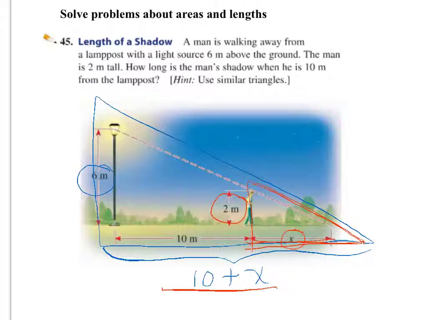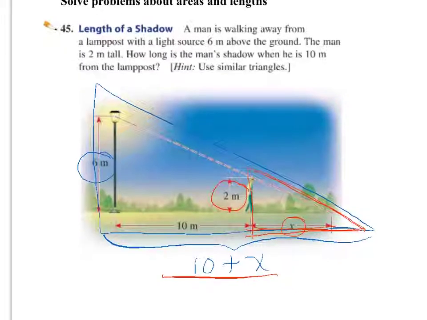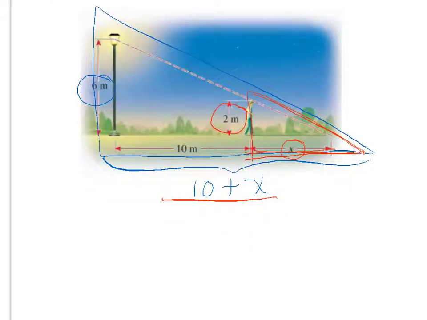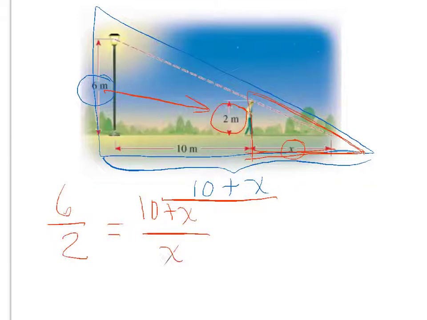Well, we know that the blue triangle and the red triangle are same shape, different size, and so corresponding sides are proportional. So if we look at the side that's 6 meters long and compare that to the side that it corresponds to in the other triangle that's 2 meters long, that ratio is the same as two other corresponding sides that we know. Well, we know the side that's 10 plus x units long, and that corresponds to the side that is x units long. So you see now we have an equation.